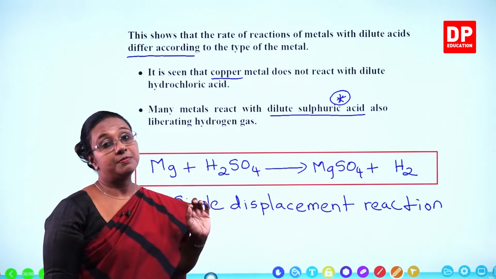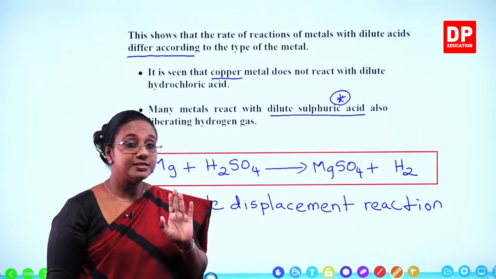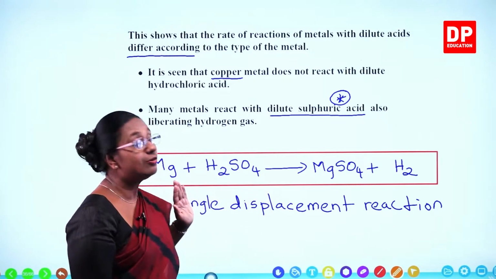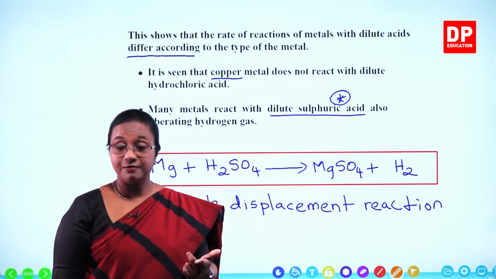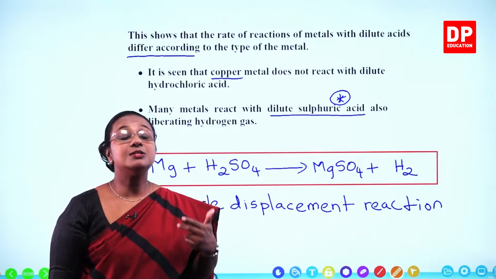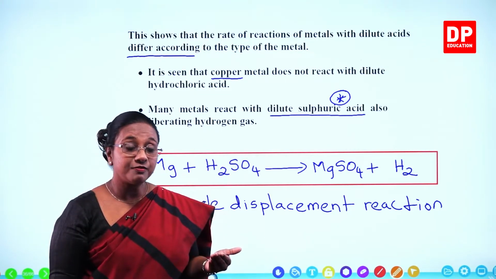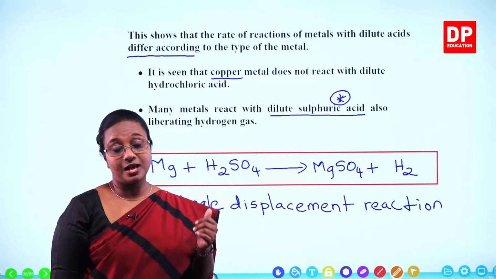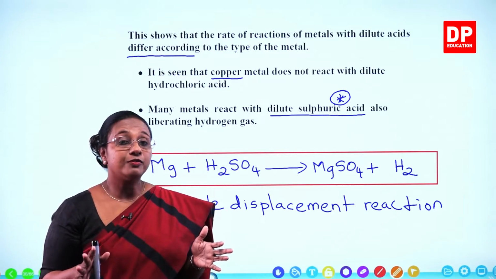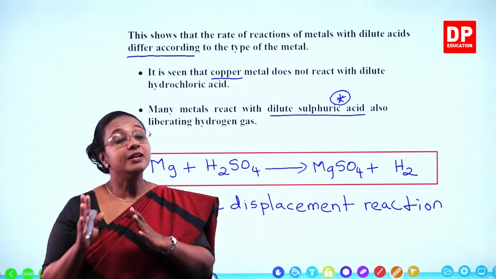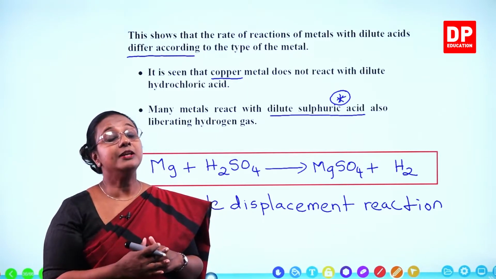But you have to remember, students, these are all dilute acids. Now, we are discussing the reaction with dilute acid only: dilute hydrochloric acid, dilute sulfuric acid. If the acids were concentrated, if we use concentrated sulfuric acid or concentrated nitric acid, then of course the products can be different. Again, it will depend on the metal, but there can be different products.